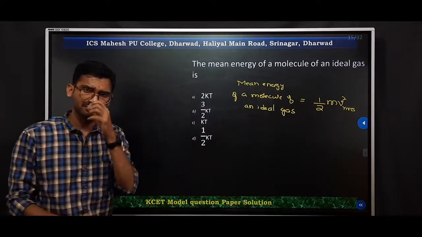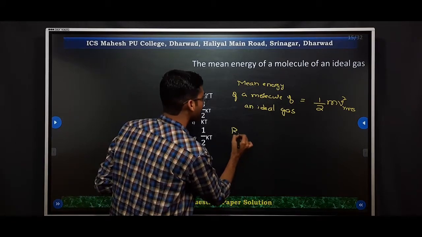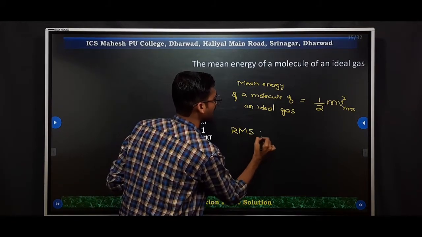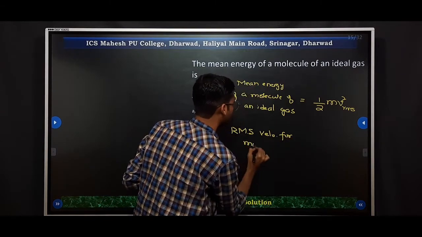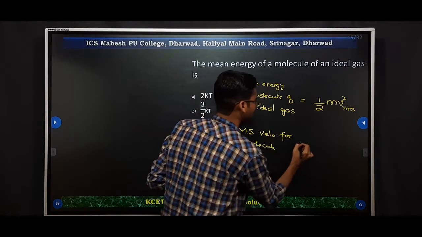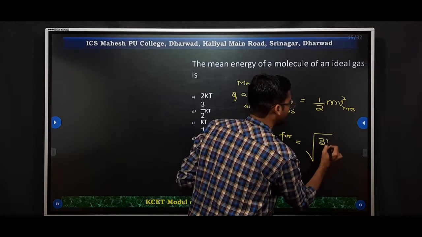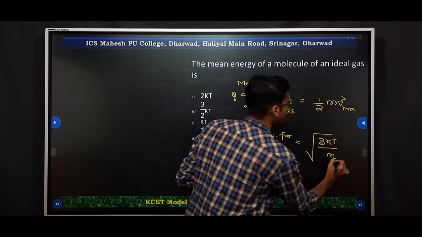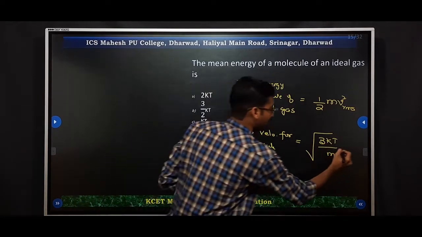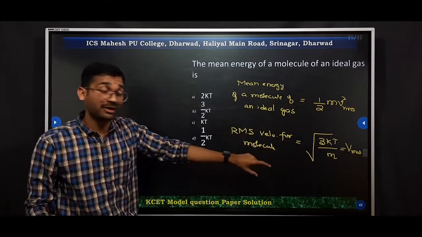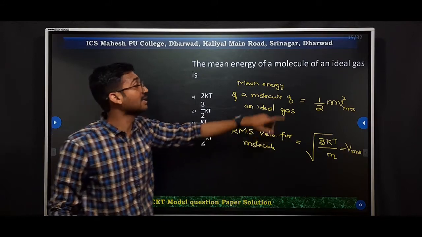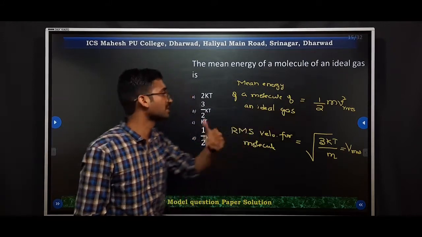Now we know that the RMS velocity for a molecule is given by the square root of 3kT divided by m. Yes, we got the VRMS here. Take this VRMS for a given molecule and substitute in the above equation.